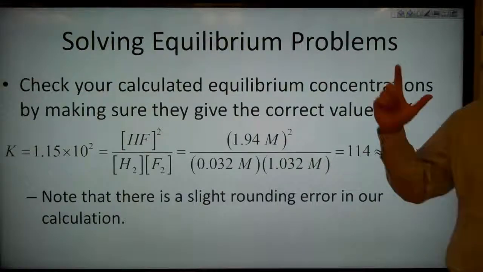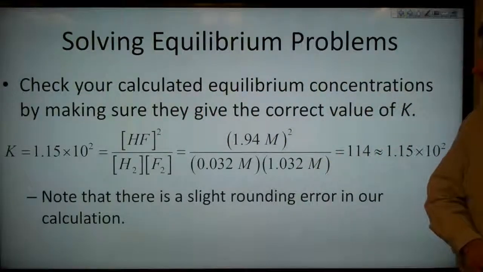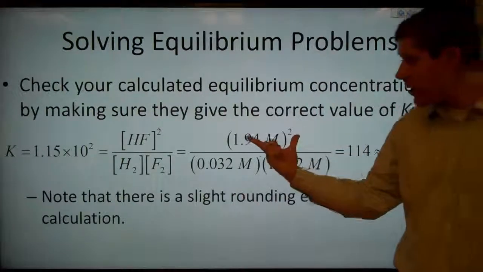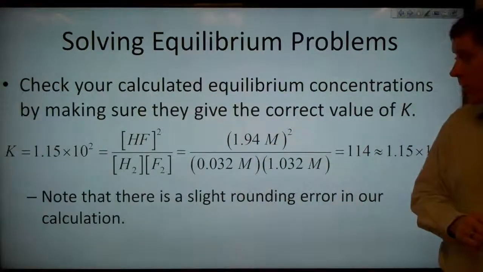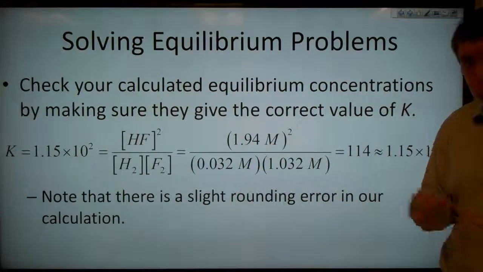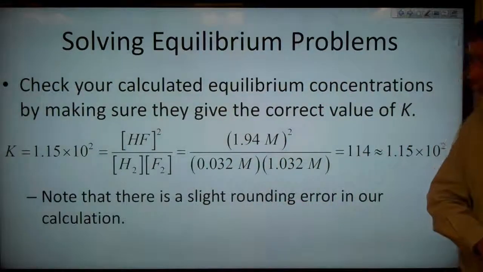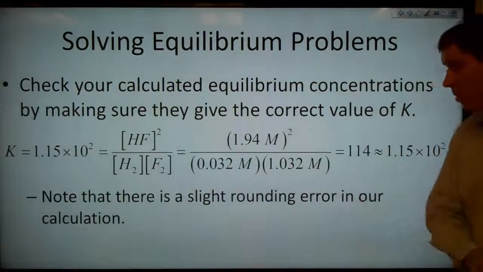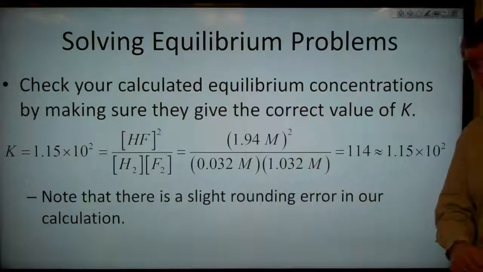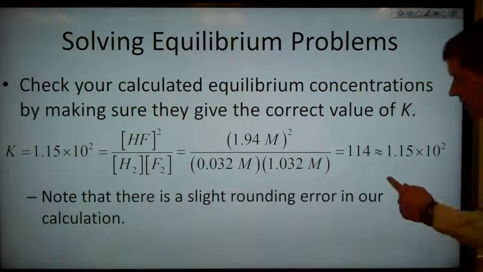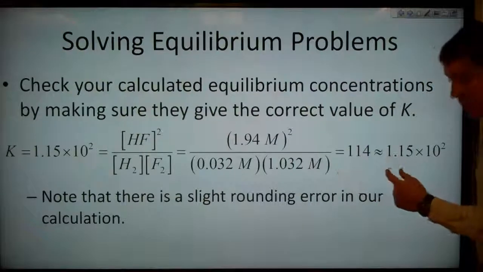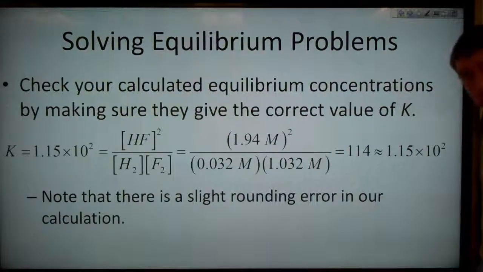So the last step then was to check your calculated equilibrium concentrations by making sure that they give the correct value of K, the equilibrium constant. So when we plug in our values, 1.94 molar of HF, quantity squared, divided by 0.032 molar for the hydrogen, times 1.032 molar for the fluorine, that gives us 114. That's pretty darn close to the 115, or the 1.15 times 10 to the 2.